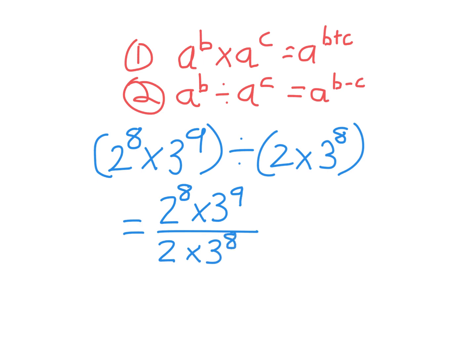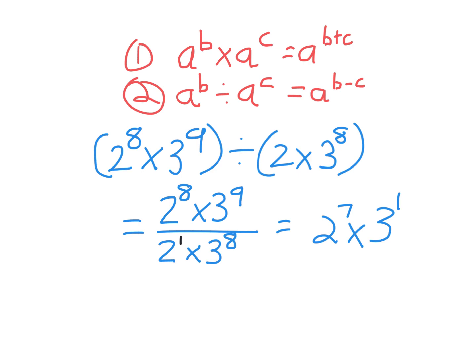So when we have different bases here, do each different base separately. So we're going to do the 2's first. 2 to the power of 8 divided by 2. Well, remember, 2 is 2 to the power of 1. That will give you 2 to the power of 7. So we're going to times here because we were timesing there. So now 3 to the power of 9 divide 3 to the power of 8. You keep the same base and you subtract the powers. 9 minus 8 is 1. You don't need to write the 1, but it doesn't matter if you do.